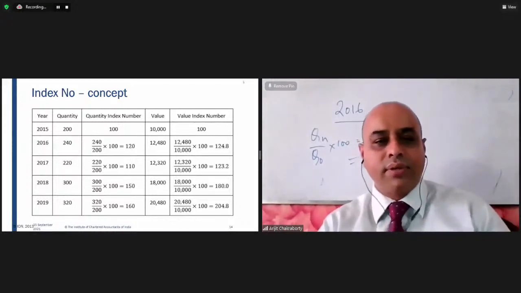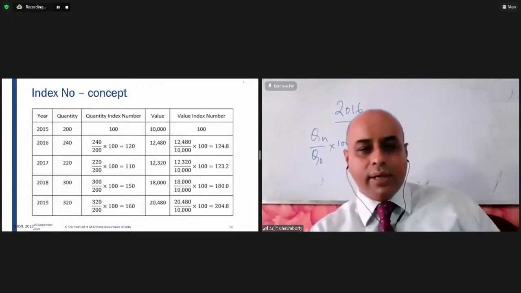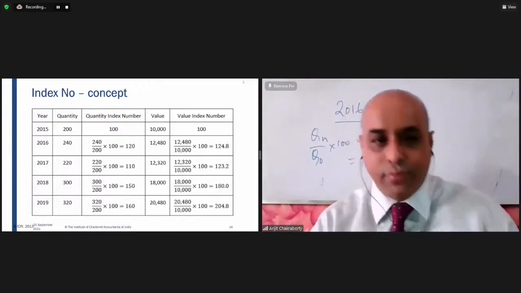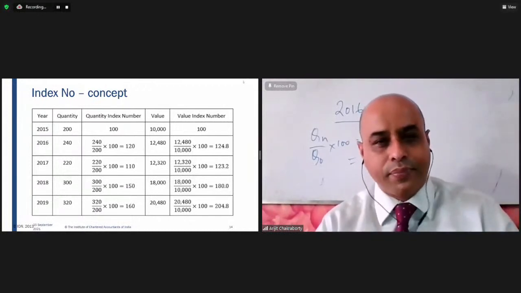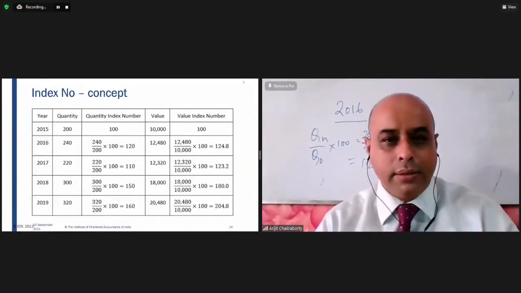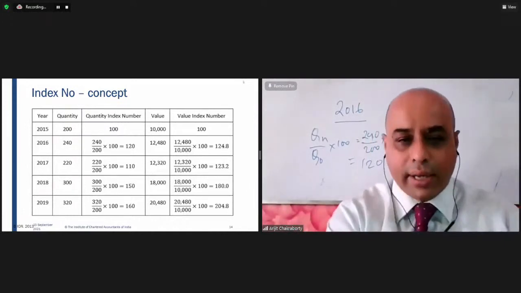Similarly, for 2017, the quantity is 220. Again, the base year is 2015. So we will write 220 by 200 into 100, and we are getting 110. Therefore, we can also find out the value index.